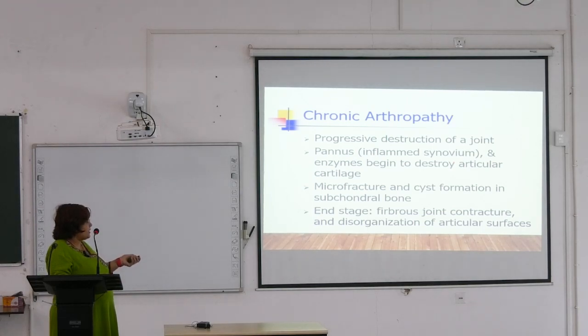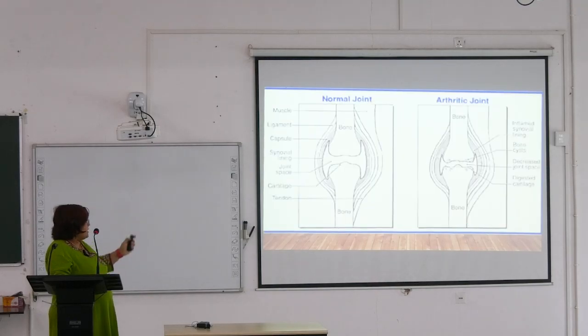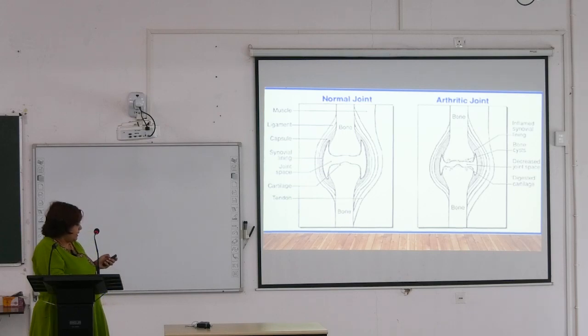There are microfractures and cyst formation in the subchondral bone. And in end stage arthropathy, there is fibrous contracture of the joints and disorganization of the articular surfaces. This is chronic arthropathy, and then this is end stage arthropathy. This occurs with a hemophilic joint, and the hemophilic joint is the most common manifestation of hemophilia. Here is a picture depicting a normal joint and a hemophilic joint.